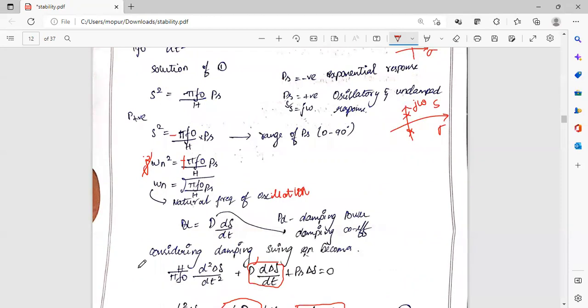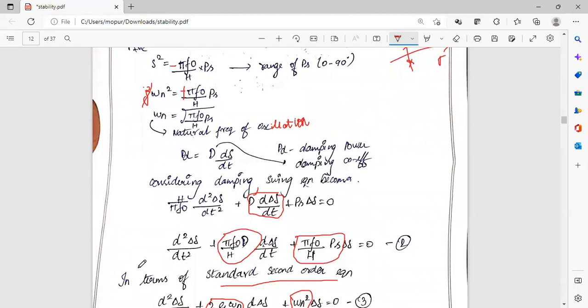Now, as long as there is a difference in angular velocity between the rotor and the resulting rotating air gap field, induction motor action will take place between them and torque will be set up on the rotor, tending to minimize the difference between the angular velocities. This is called damping torque. The damping power is approximately proportional to speed deviation. So Pd is equal to D into d delta del by dt, where D is the damping coefficient. If damping is considered, then the swing equation will become H by pi f naught d square delta del by dt square plus D d delta del by dt plus Ps delta del is equal to 0.